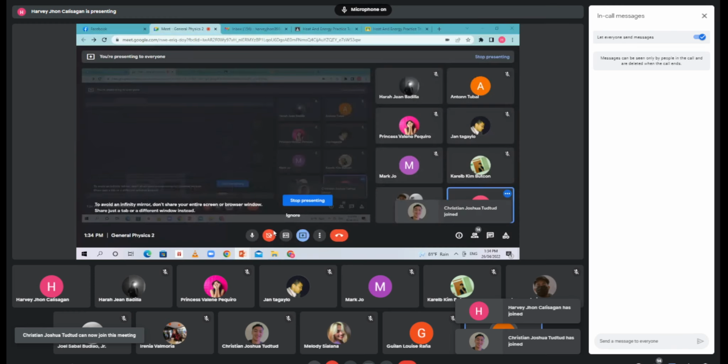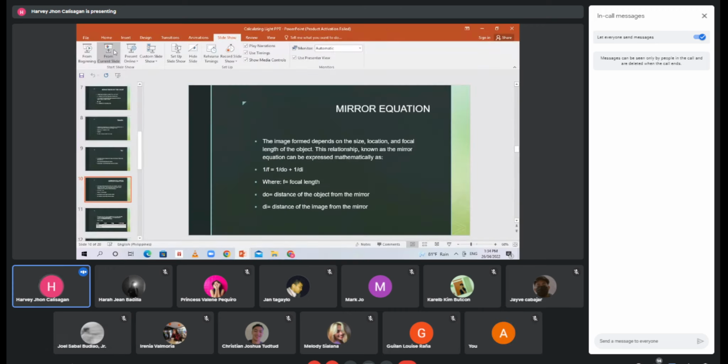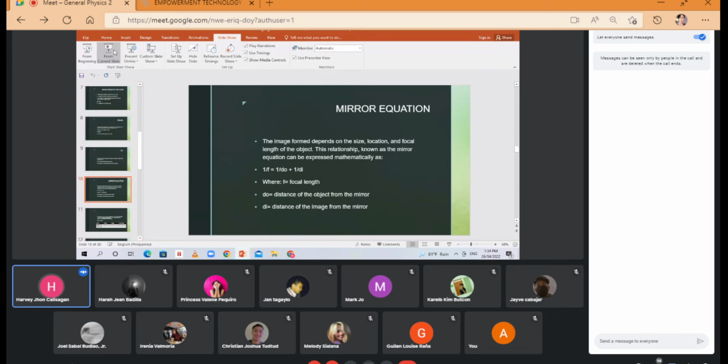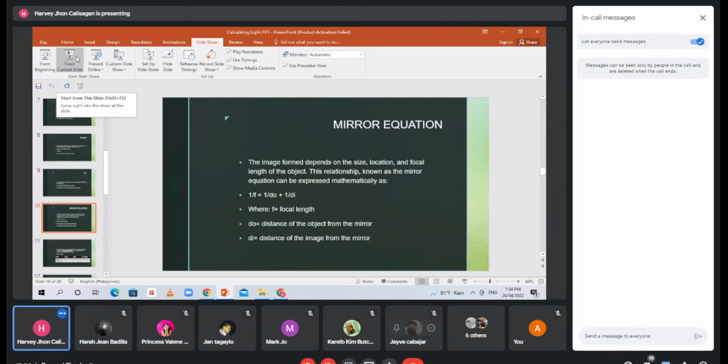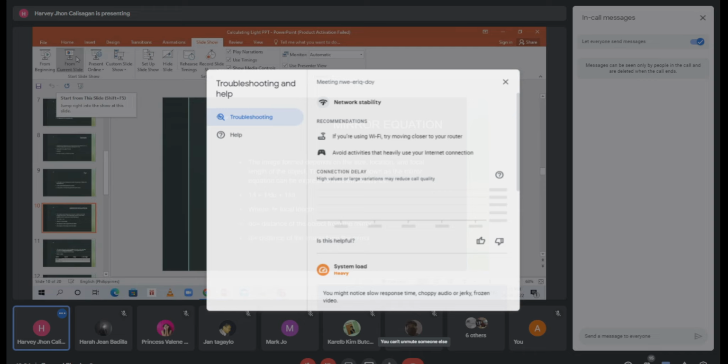Okay, thank you. So, let's do the mirror equation. I want you to prepare again any notes, papers, pens, pencils, calculators, because we'll be dealing with more of the formulas from light. So let's have the mirror equation.